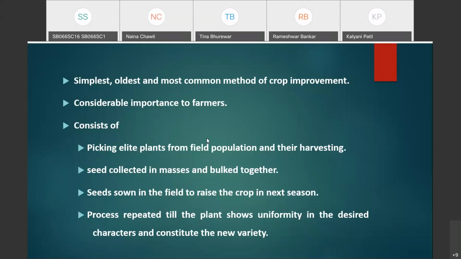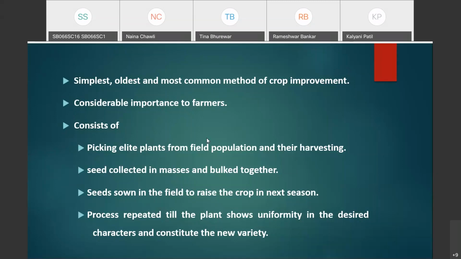In the second activity, the seeds are collected after the harvesting in masses. Okay, a large number of seeds are collected from this elite group of vigorous plants, and all the seeds which are collected are bulked together or composited together.